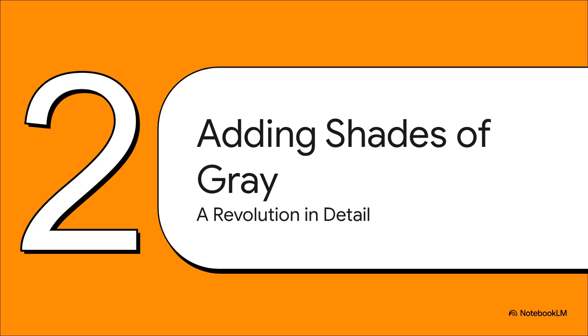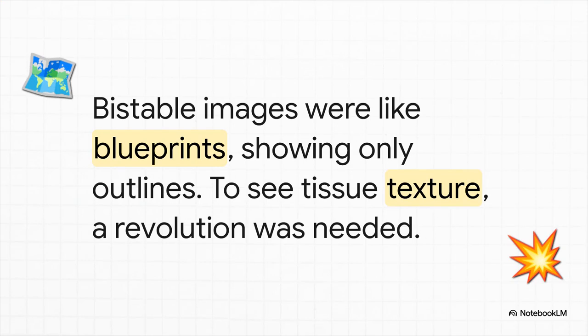So how do you go about filling in that silhouette? The answer to that question, well, it would kick off the first real revolution in ultrasound, the incredible power of adding shades of gray. I mean, the problem was staring them right in the face. These old bistable images were basically just blueprints. And blueprints are great if you're building a house, but for diagnosing a patient, you need to see the materials, the actual texture of the tissue. Is that lump solid? Is it filled with fluid? That's the kind of information that saves lives, and the race was on to figure out how to see it.